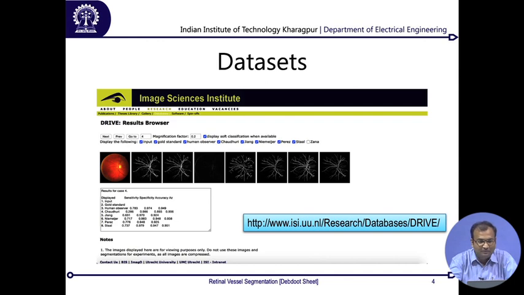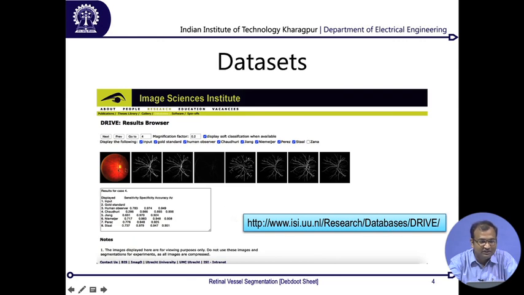One of the most popularly used, widely employed ones is what is called DRIVE, or the Digital Retinal Images for Vessel Extraction dataset. Now these are available for free use. You can just go to this particular website, which is at the pointer over here.